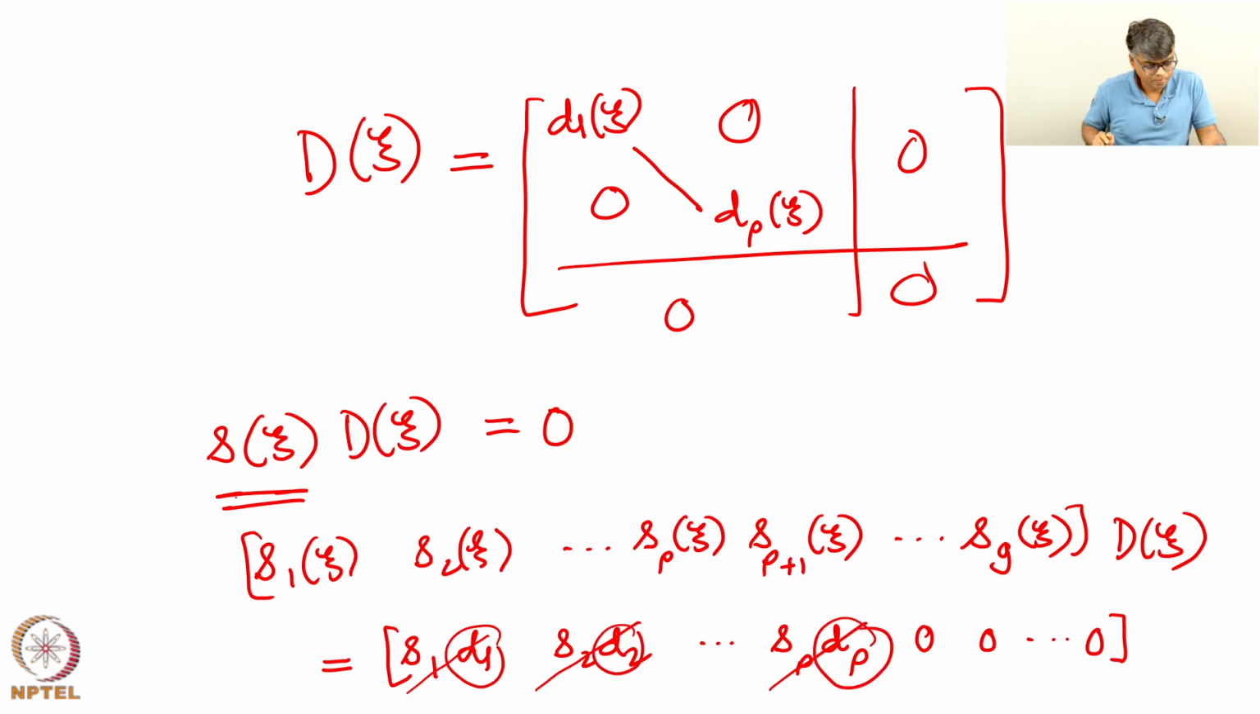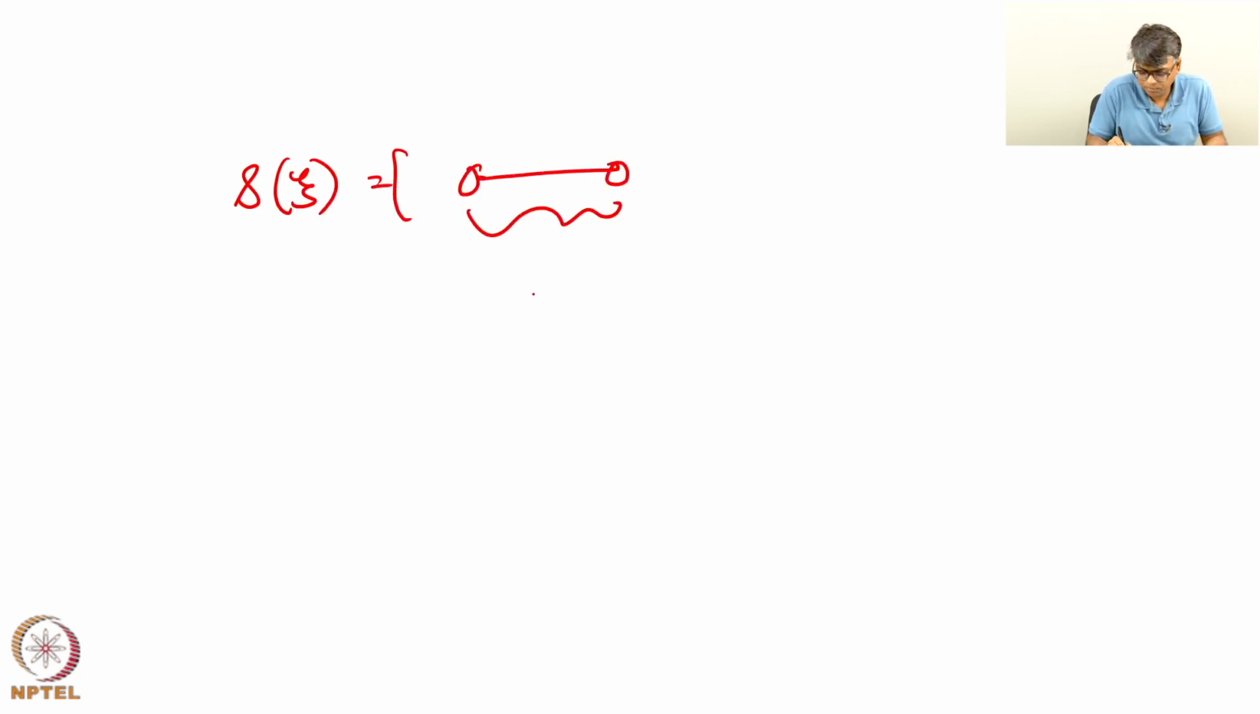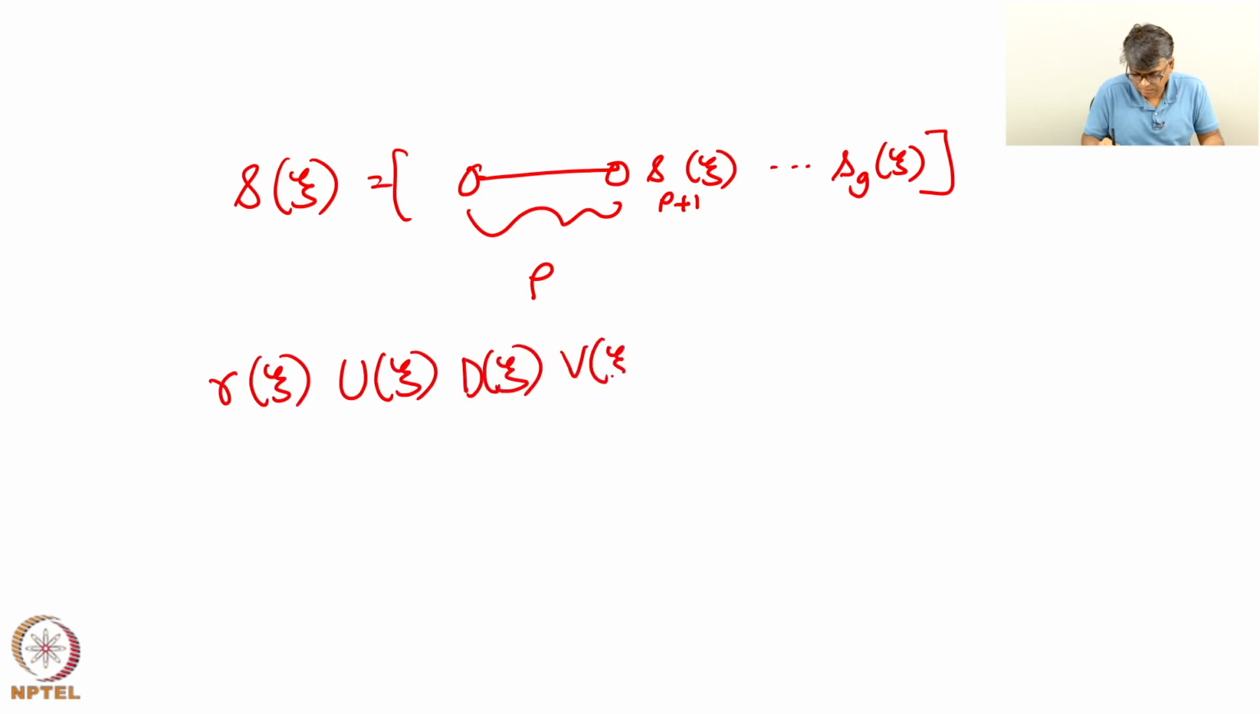So that means S must look like this. S xi must look like all zeros. How many of them? Rho of them. And then S rho plus 1 xi up to SG xi, right? That's how it's going to look. Now, such a thing kills. So, okay, R xi, U xi, D xi, V xi, X is what we have.